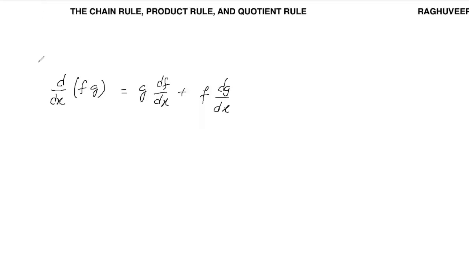Now, the product rule allows you to take a derivative of two different functions, that is f of x and g of x, of the same argument, which is x, when the functions are multiplied together, f into g. So it is g into df by dx plus f into dg by dx.